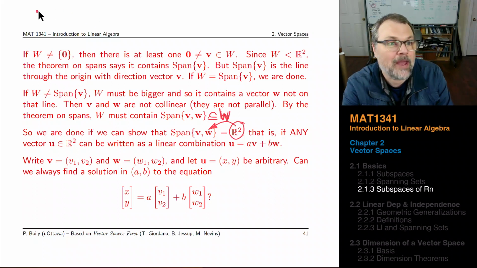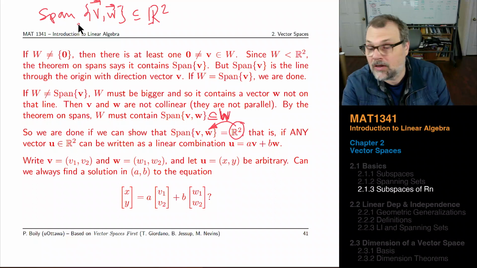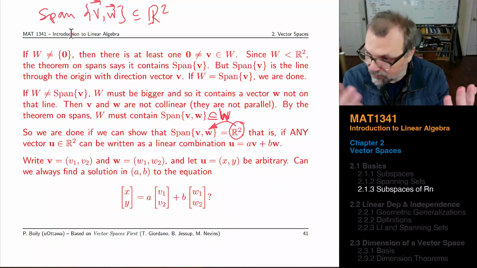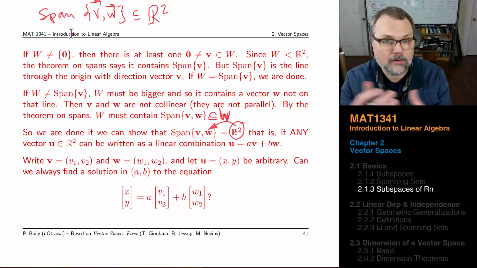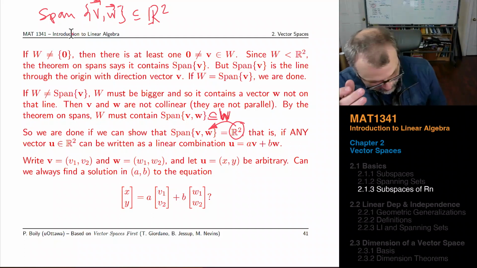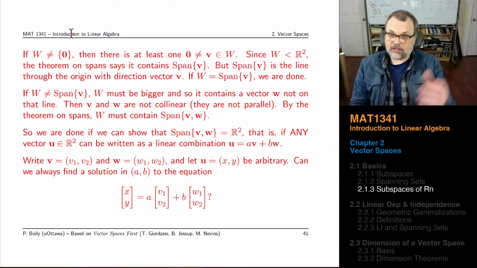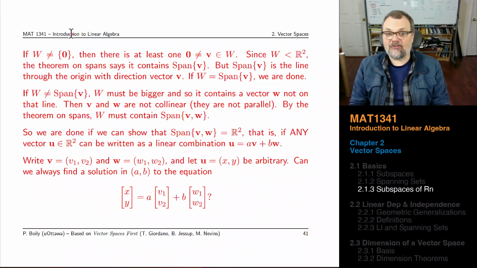So we know that the span of V, W is a subset of R squared. If we can also show that R squared is a subset of the span of V, W, then we don't have a choice. They have to be equal. The only way for A to be a subset of B and B to be a subset of A is if they're in fact the same set. So what we need to do then, to complete the theorem, is to show that any vector in R squared, let's call it arbitrarily U, can be written as a linear combination of V and W.